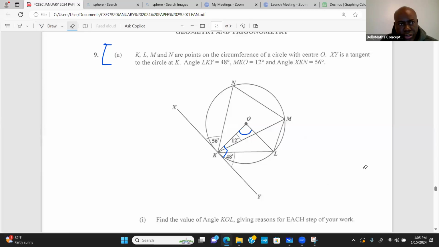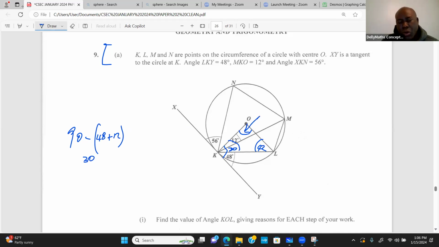So what we're going to do here is understand that if we say 90 minus 12 plus 48, that's like 60, we're going to get 30. This is 30 here, which means that this entire angle here is 42. This angle is 42. That means this is 42 as well.